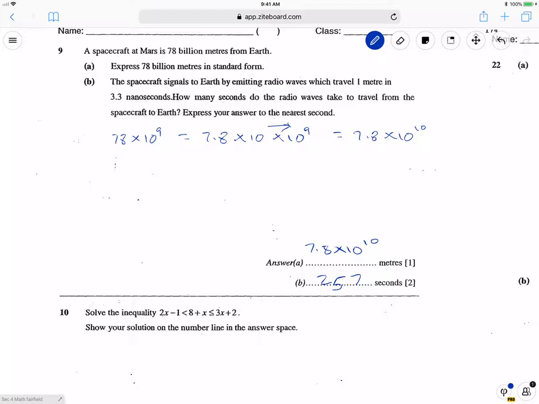The spacecraft signals to Earth by emitting radio waves which travel 1 meter in 3.3 nanoseconds. How many seconds do the radio waves take to travel from spacecraft to Earth? Okay, so how many seconds? Part B. We need the distance, which is 7.8. Wait, the radio waves travel 1 meter in 3.3 nanoseconds. 1 meter, how many seconds? Oh, so it's multiplied. Yes, you need to multiply.